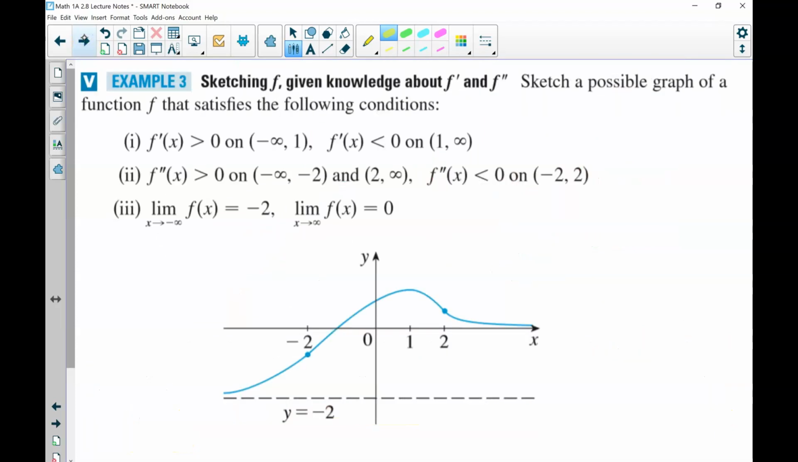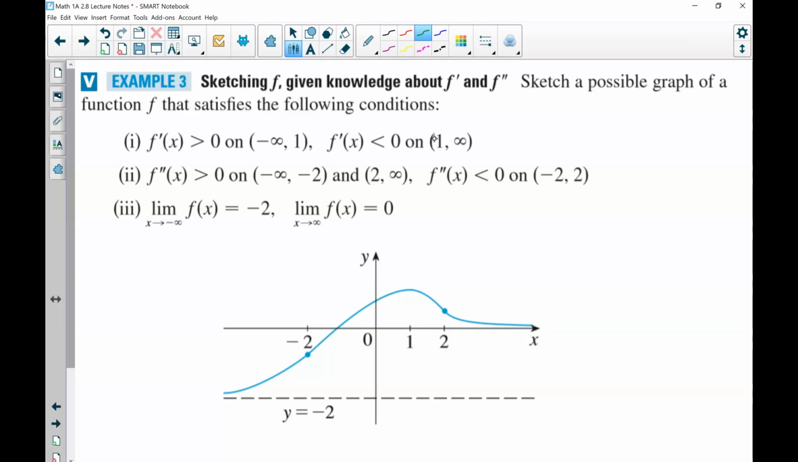Now let's take a look at example number 3. Sketching the function f, given knowledge about f prime and f double prime. We want to sketch a possible graph of the function f that satisfies the following conditions. The first condition is that the first derivative is greater than 0 on the interval from negative infinity to 1, and that the first derivative of the function is less than 0 on the interval 1 to infinity.